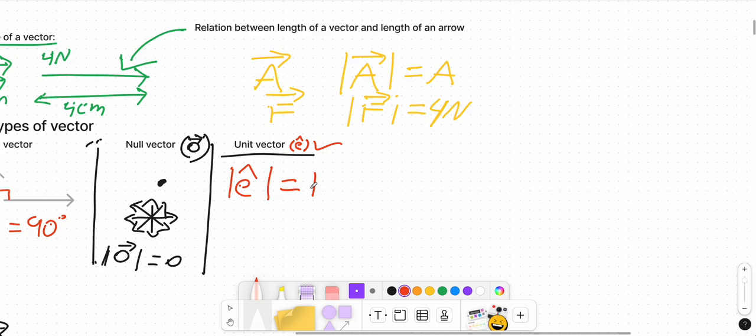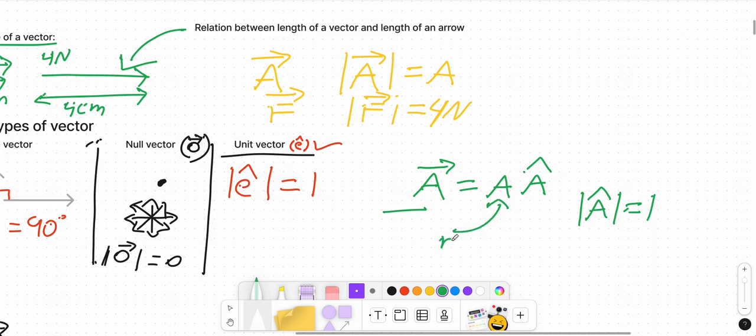Now the important thing is any vector A can be represented by its magnitude multiplied by its unit vector. So here the magnitude of A cap is 1. So for vector A, simple A is the magnitude and A cap is the unit vector. It represents the direction of A. It will be more clear when I go to triangle law and then resolution of vector. For now, you take it as it is.